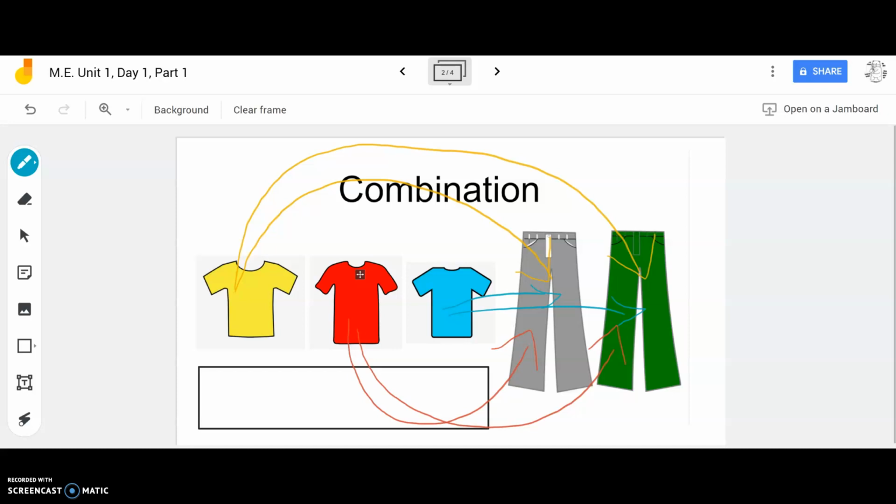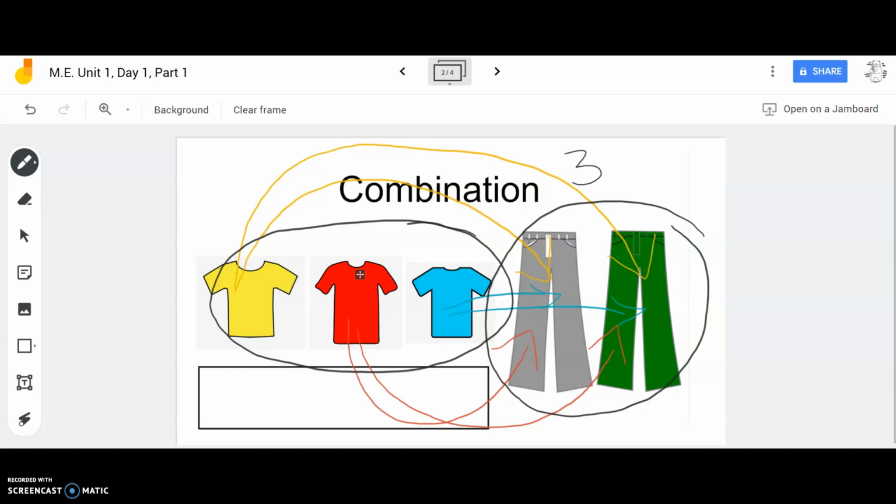Just like we've learned in number talks, we can always draw a picture to help us solve a problem. But we can also use numbers and equations to do the same thing. So if I want to make an equation to solve this problem, I'm going to think of how many shirts I have. And I have 3 shirts. Now I'm going to think of how many pants I have. And I have 2 pants. I have 3 possible shirts to go with 2 possible pants. And I'm finding a combination. So I'm going to put them together.